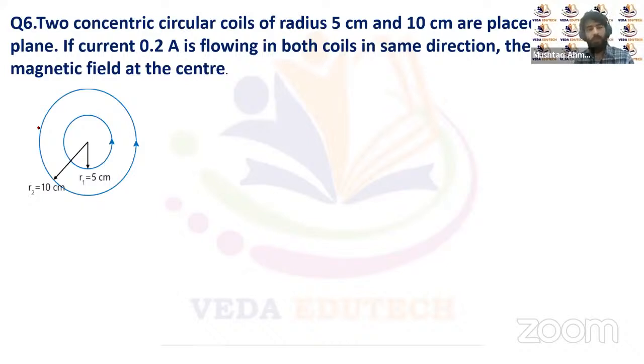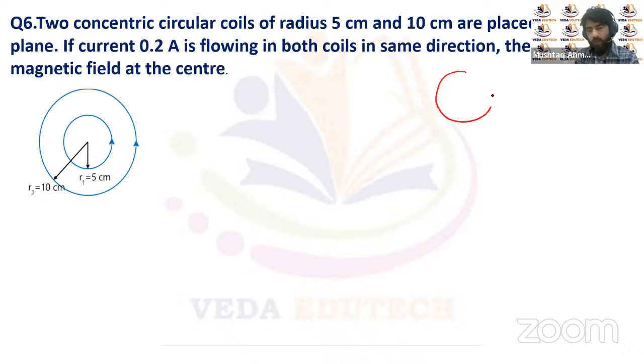Now, there's a question that two concentric circular coils of radius 5 centimeter and 10 centimeter are placed in the same plane. If current 0.2 ampere is flowing in both coils in the same direction, then find the magnetic field at the center. Now, the question is of the magnetic field due to a current carrying loop at the center.